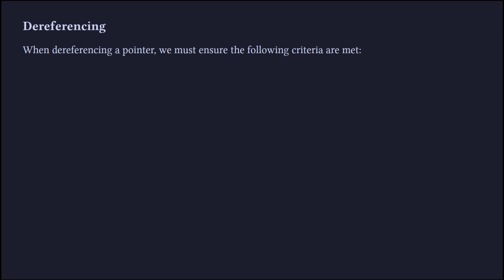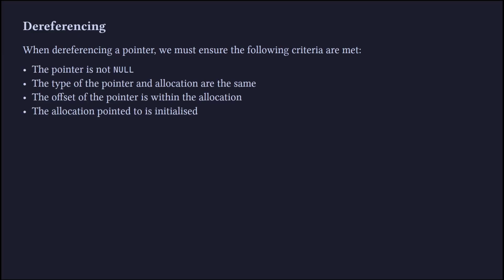Dereferencing is how we get values out of a pointer. We've talked about this, but there's a couple of rules we have to follow, in the sense of assertions we have to make sure that we're upholding. So we must make sure that the pointer is not null. Null is essentially a sentinel value for the pointer, just like 0 is for integers or false is for booleans. It's a special kind of value that basically means a pointer to nothing, which can be used when we don't have a pointer. The type of the pointer and the allocation must be the same.